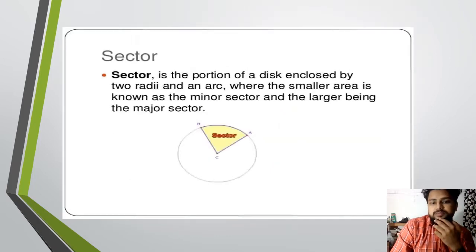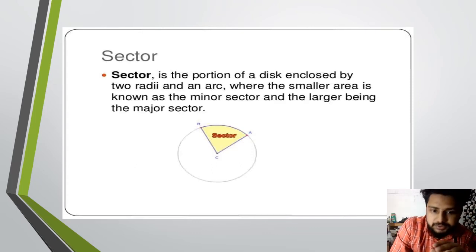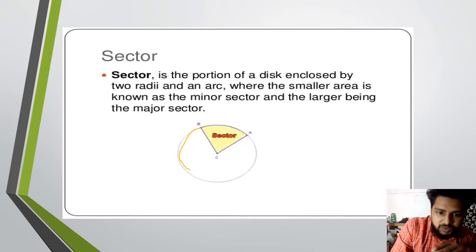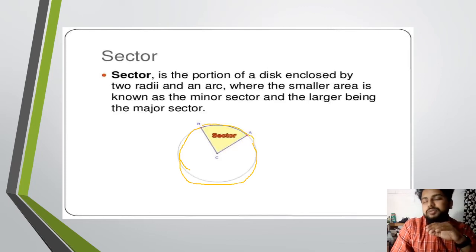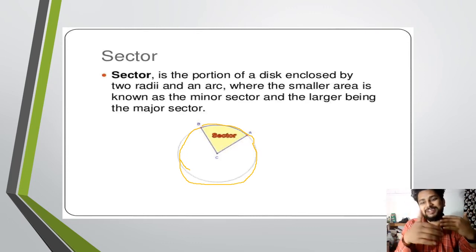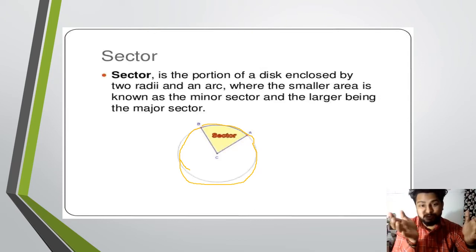Now we are going to learn something about the sector. Do you know what a sector is? Let's see a sector. Some point here. Suppose this is your circle. This yellow line is going to be the circle. I know these are not perfect circles, but I'm just trying to express the things. You can connect with my emotions.